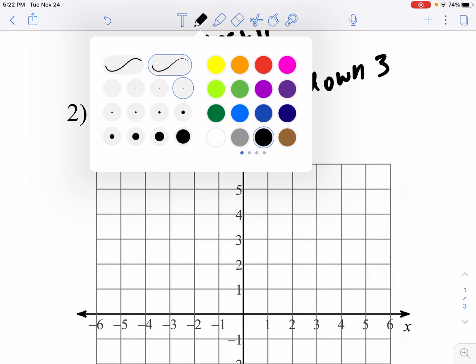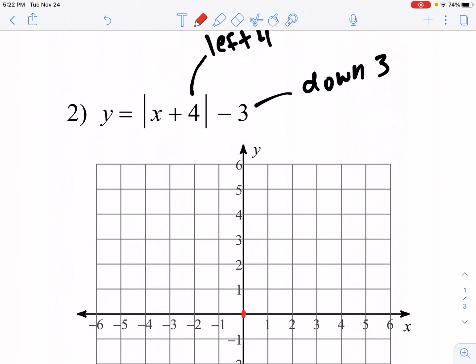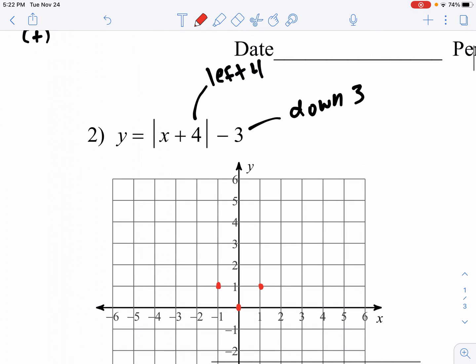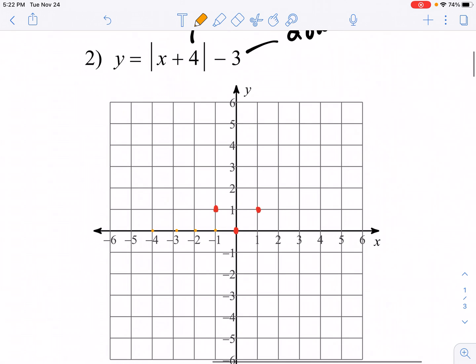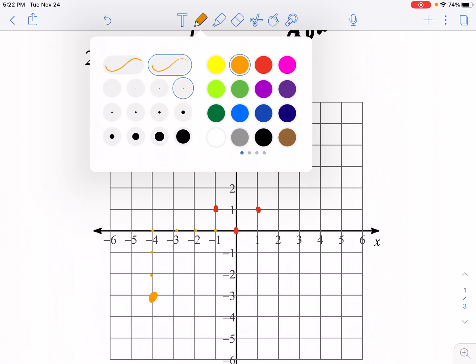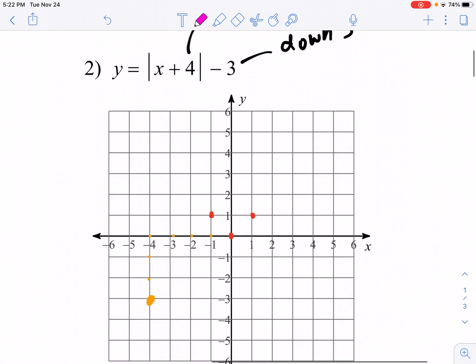So we're going to start with our key points again at 0, 0, 1, 1, and negative 1, 1. And we're going to follow what we wrote down. So let's take 0, 0, and we're going to move it left 4, 1, 2, 3, 4, and down 3. Down 1, 2, 3. So that guy moves there. Then we're going to take, let's say 1, 1, and let's move that guy left 1, 2, 3, 4, down 1, 2, 3. So that guy moves there.